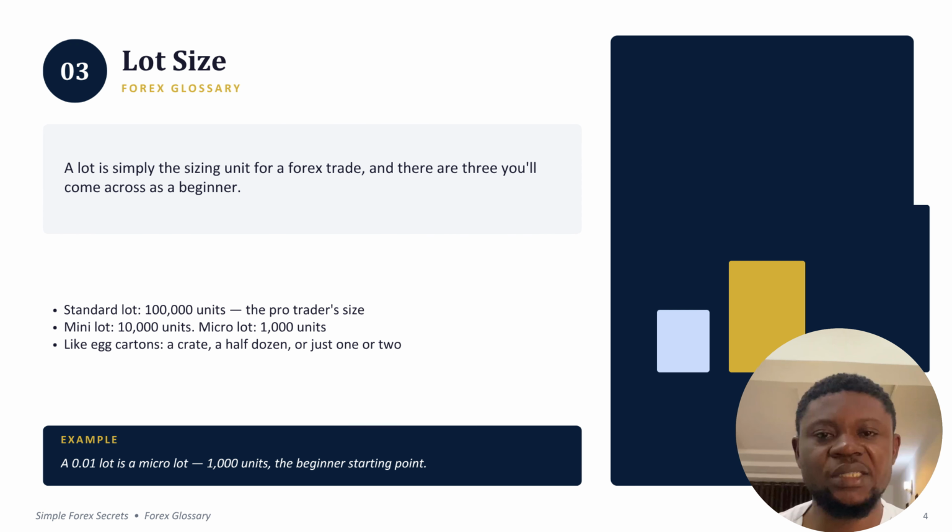So here's an analogy. Think of lot size like buying eggs. A standard lot would be a full crate. A mini lot would be half a dozen. And a micro lot can be maybe 2 eggs. As a beginner, always start with the smallest size possible.